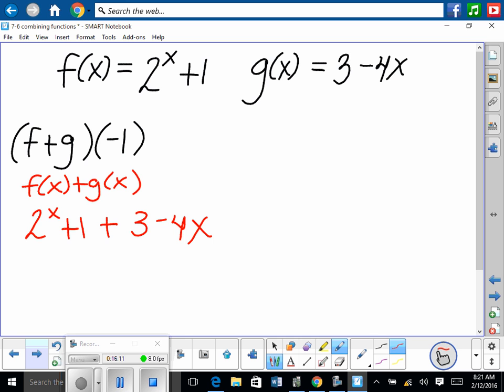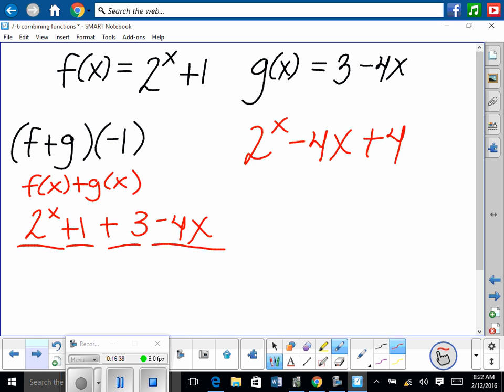We don't have to be careful. It's addition. There's no distributing of negatives. Simply combine like terms. 2 raised to the x power. Anything we can combine with that? No. So we have a 2 to the x power. And then we have a minus 4x if we're putting it in standard form. Nothing to combine with that, right? So we have minus 4x. And then we do have a plus 1 plus 3. So that's a plus 4. That is f plus g of x.